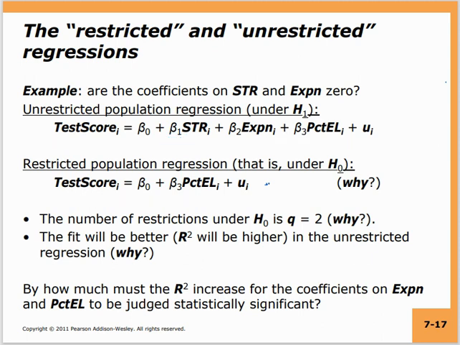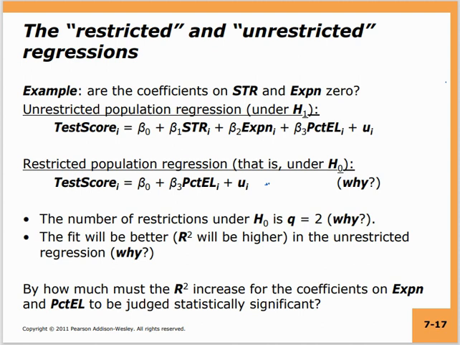So this is the restricted population regression. The number of restrictions is 2. Why is the number of restrictions 2? Because your null hypothesis assumes something about two different parameters, beta 1 and beta 2. And the fit will be better in the unrestricted regression.